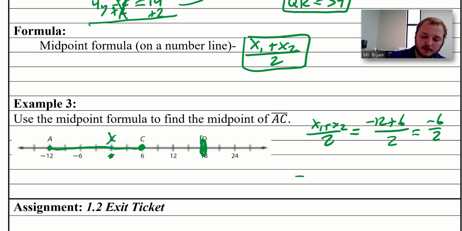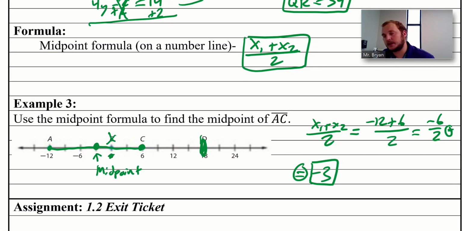Last step: negative 6 divided by 2. I know 6 divided by 2 is 3, and a negative divided by a positive is a negative, so this is going to be negative 3. That would be my final answer. That is the midpoint of AC here.